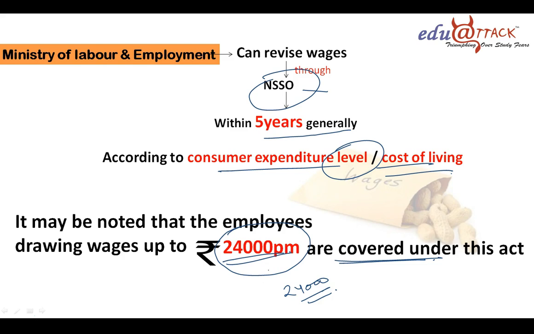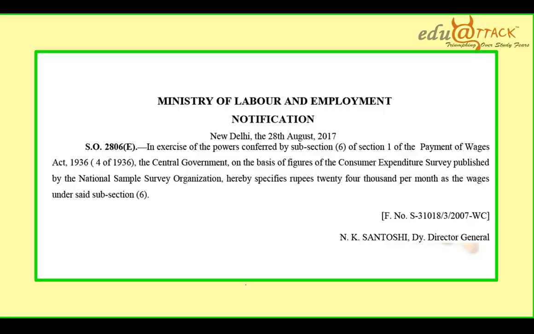This is the 24,000 per month here. Previous to 24,000 it was 18,000. 24,000 came by an amendment. Now let's see that amendment.